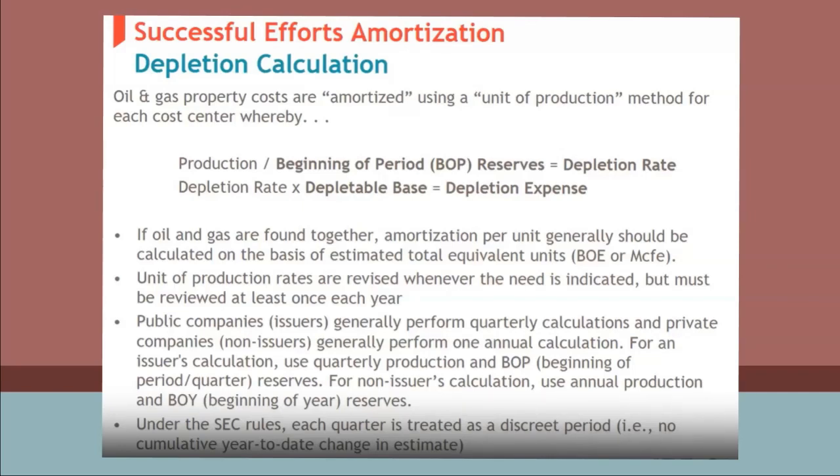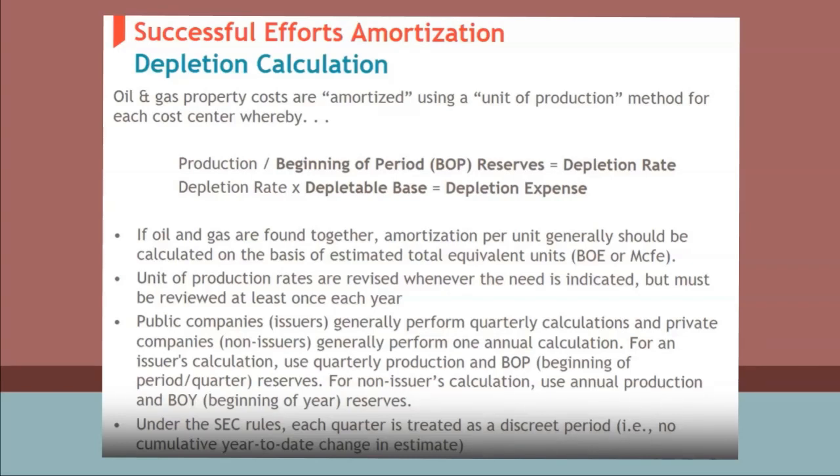Okay, so this is what the depletion calc looks like. You have current period production divided by your beginning of period reserves to get your depletion rate. And then the depletion rate is multiplied times your depletion base to get your depletion expense. Some of these things we already went over, but I'll quickly hit them. When we're talking about production volumes, we're talking about the current period production volume. We're talking about the reserves at the beginning of the year, which you get by taking your end of year reserves from the reserve report and then adding back the production for the period.